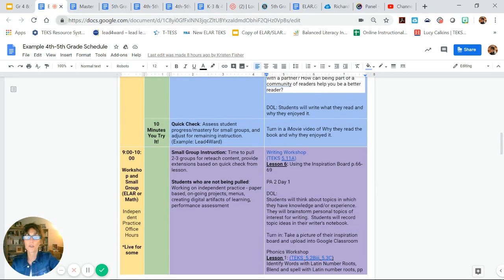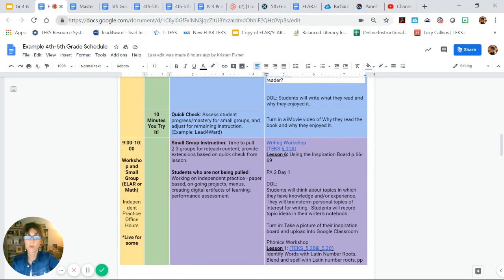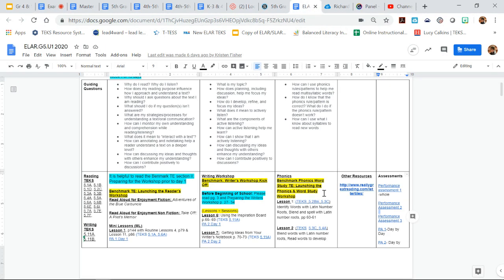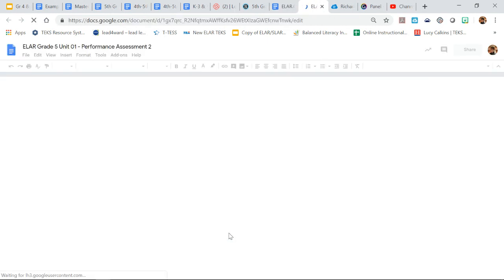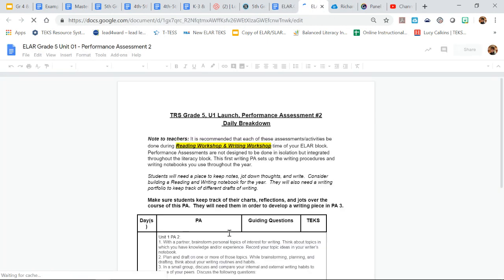Here, when you keep on going through your day, you'll notice it says writing workshop here. And this is where it says PA2 day 1. Well, guess where it is? PA2 day 1, which is performance assessment 2. It's over here to look at the whole thing, but it's also here. Click on it, and that pulls up performance assessment 2, which is focusing on writing.